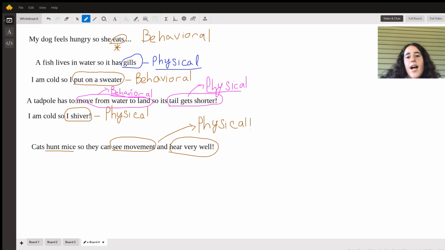So the key concept here is that with a physical adaptation, you are changing your traits, or you are changing something that you cannot control. With a behavioral adaptation, you are changing the way you act, or you are changing something that you can control. So that's it for our physical and behavioral adaptations. So hopefully you learned a lot about this really cool concept of how adaptations work.